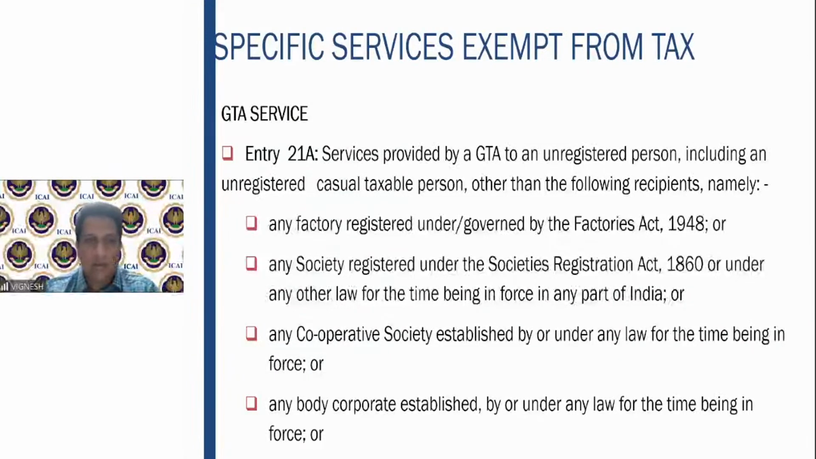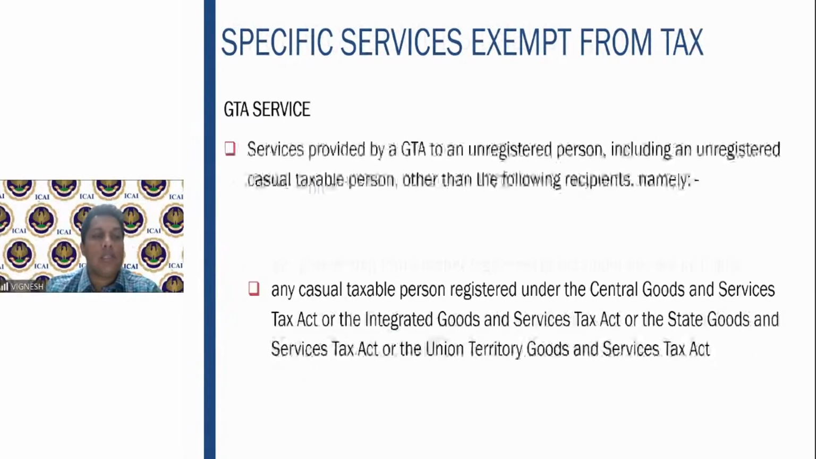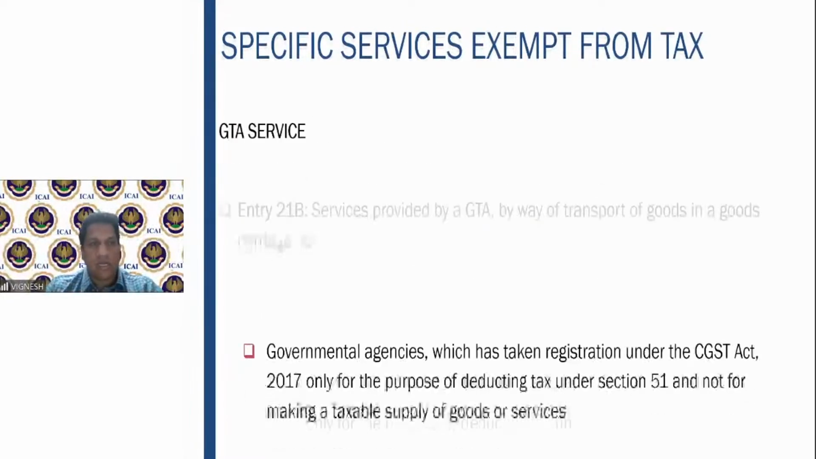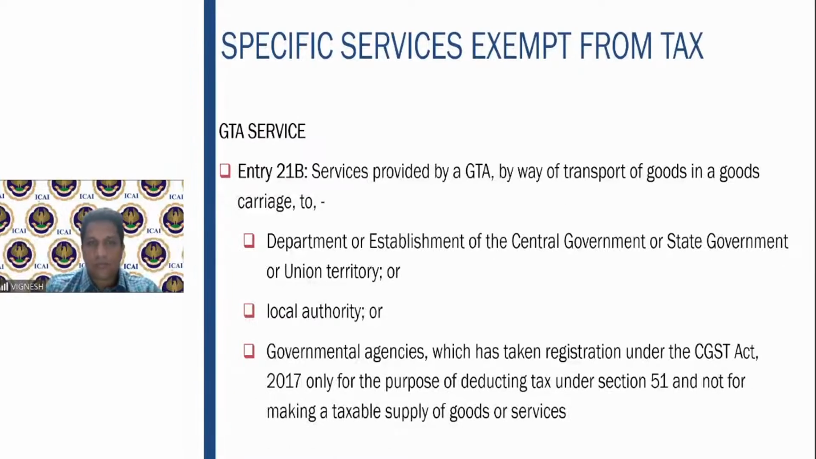following recipients: factory registered under Factories Act, society registered, cooperative society, body corporate, all these are covered here. And services provided by GTA to an unregistered person other than the following: partnership firm, whether registered or not, casual taxable person or under the Central Goods and Service Tax or IGST. These are also exempt. Service provided by GTA to an unregistered person.